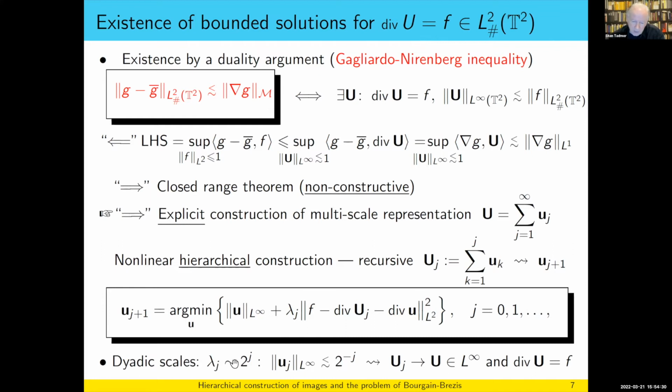If we take the lambda_j to increase dyadically, it follows that these atoms at step j are uniformly bounded by 2 to the minus j, and therefore the sum, that is the infinite sum, capital U, is indeed uniformly bounded. And here is the explicit construction for the Bourgain-Brezis problem.